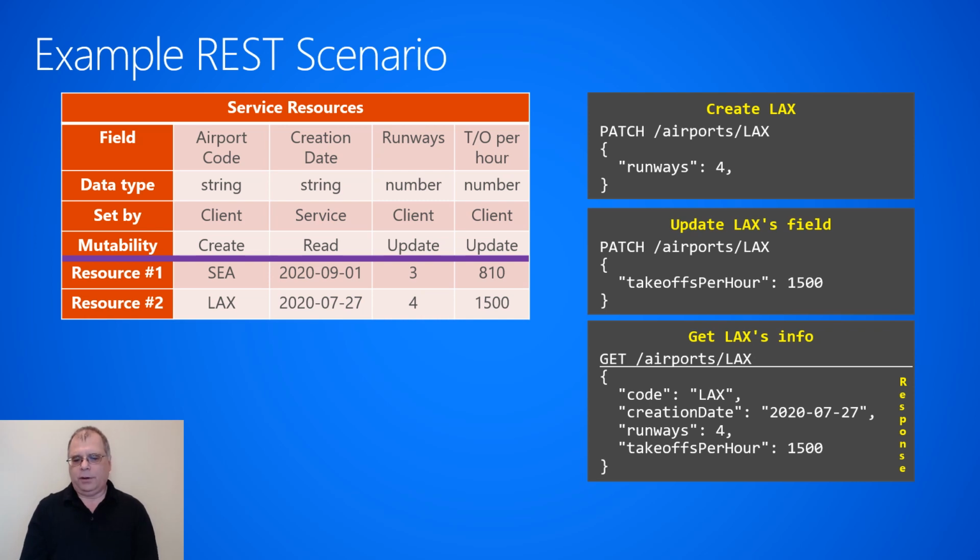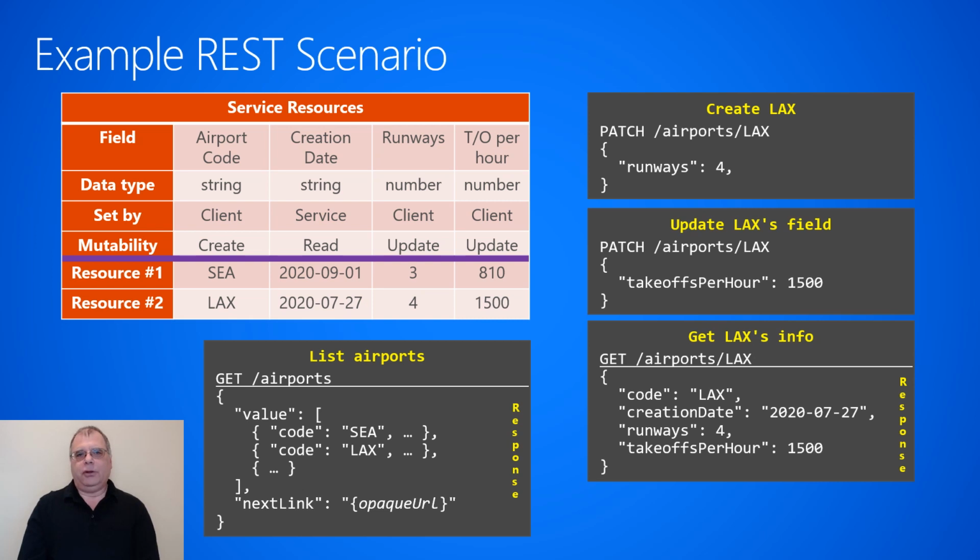All right, so now I want to do a get operation to retrieve this information. So I'll do a get to the airports/LAX resource. When I do that get operation, which has nothing in its request body, the response will come back with the code of LAX, the creation date, the number of runways, the takeoffs per hour, and so on.